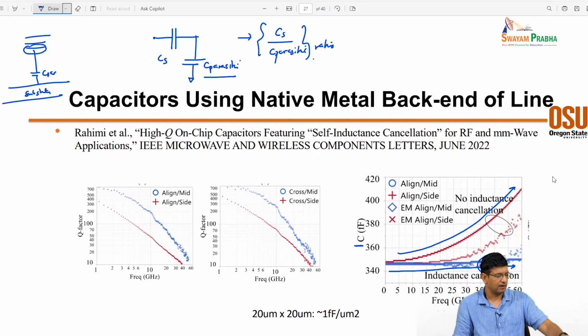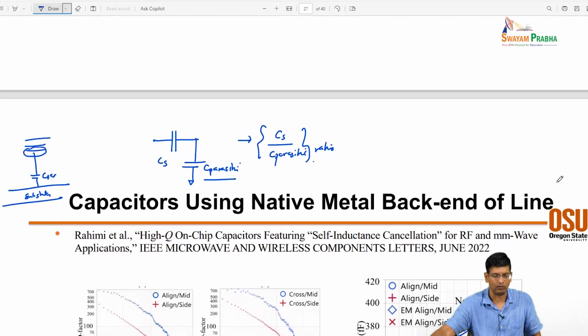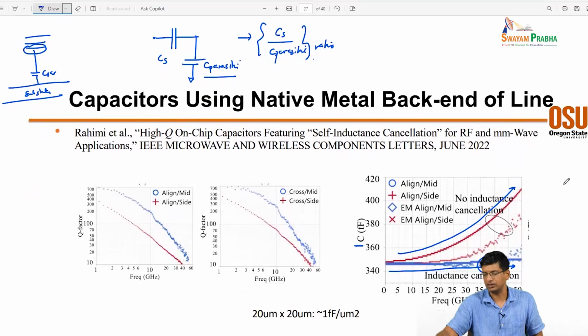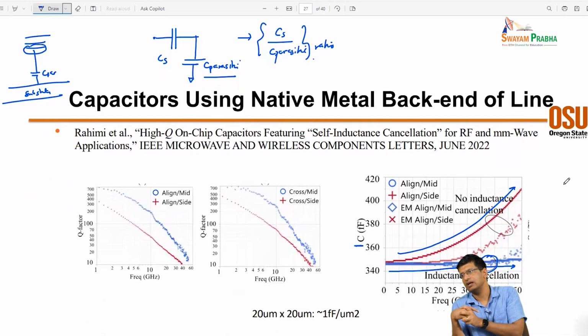So from a design perspective overall, many technologies now feature only these native capacitors, and with these native capacitors, feeding them in the middle and making sure that you're not using the lowest metal layers, you can get capacitance densities which are of the same order as the MIM, if not more, right? And you can get Qs that are, I mean, these Qs are a little on the high side, I would say, but these suggest Qs of the order of 25 at 30 gigahertz, right?